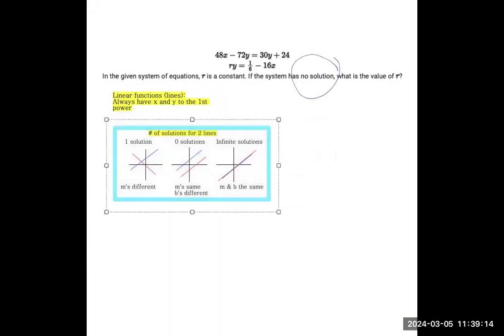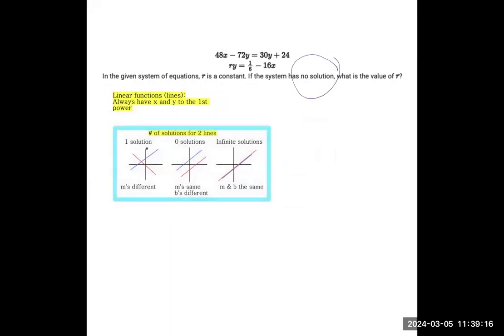In this question, we've got two lines. We know they're lines because linear functions have x and y to the first power, which we see throughout here. And the question is talking to us about the number of solutions. There's no solution. That's a reference to the three ways two lines can interact.